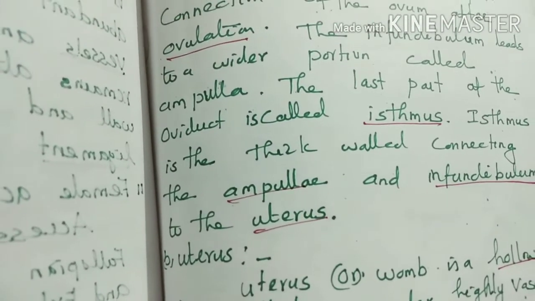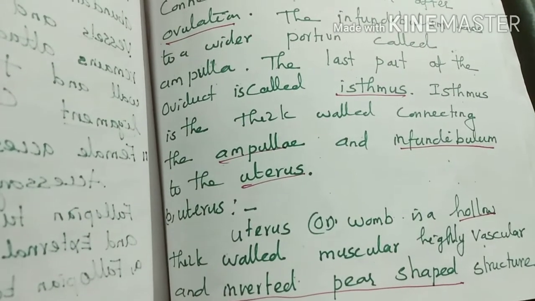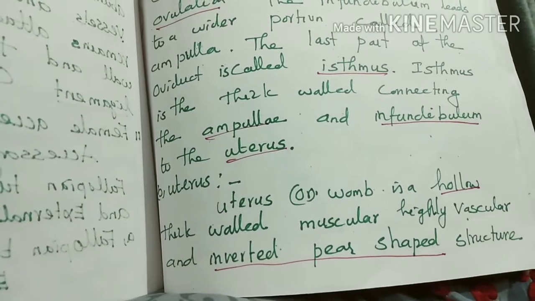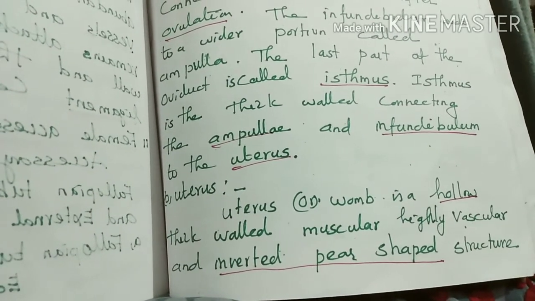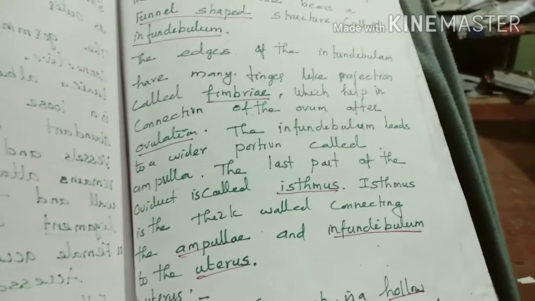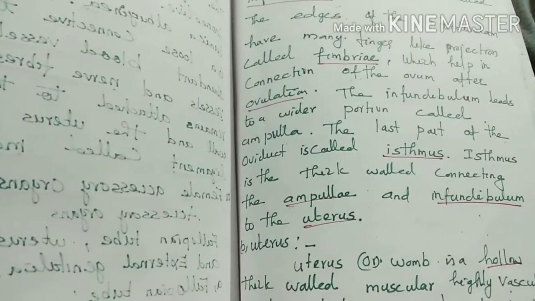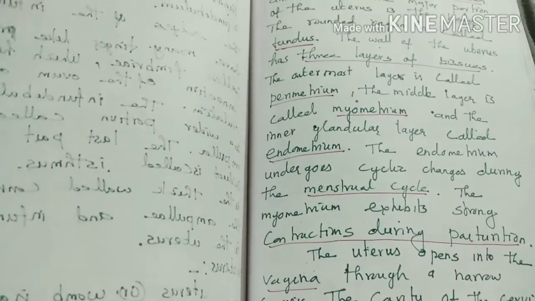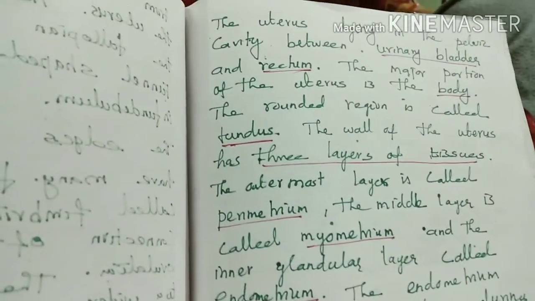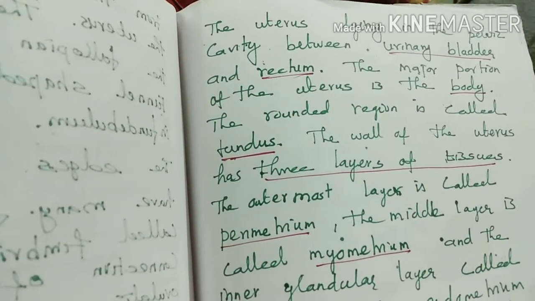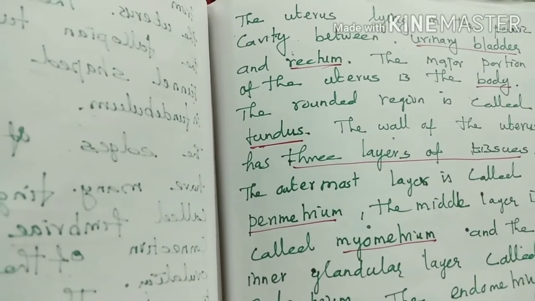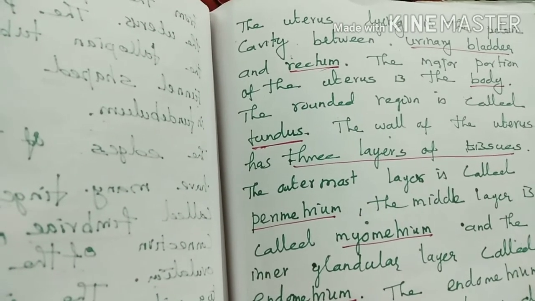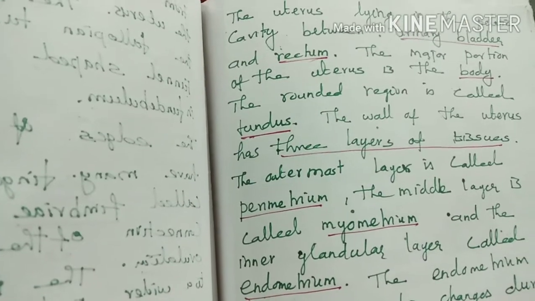Next one is the structure of the uterus. The uterus or womb is a hollow, thick-walled, muscular, highly vascular and inverted pear-shaped structure. The uterus lies in the pelvic cavity between the urinary bladder and rectum. The major portion of the uterus is called the body. The rounded region is called the fundus.